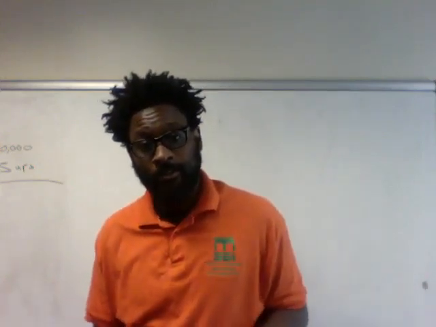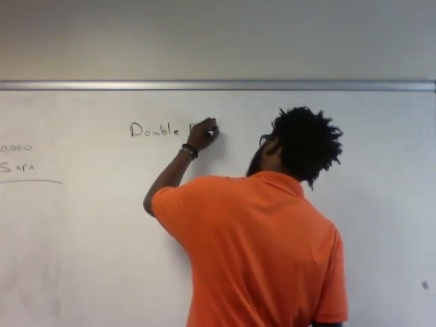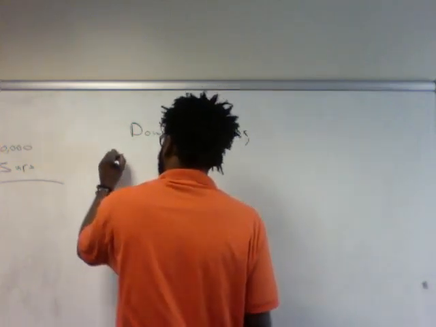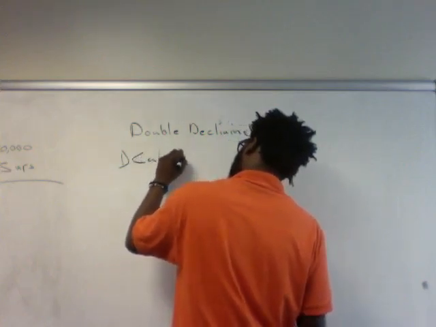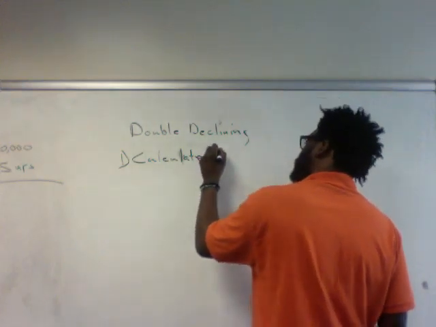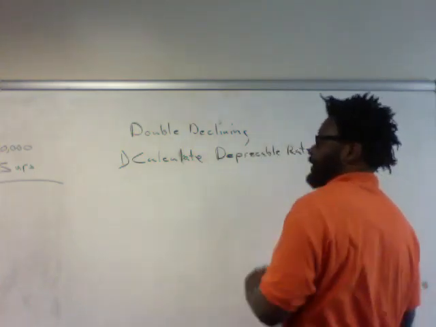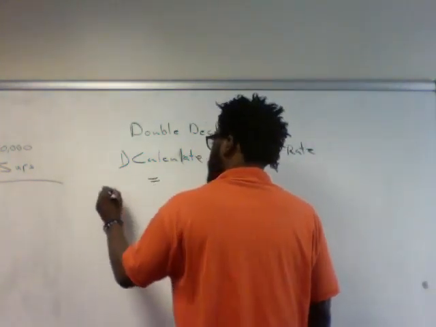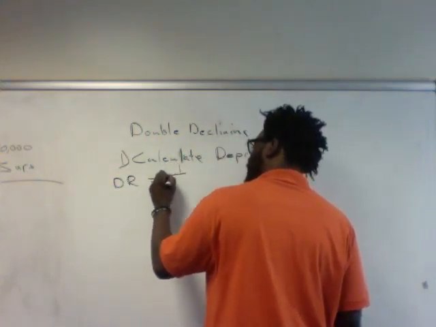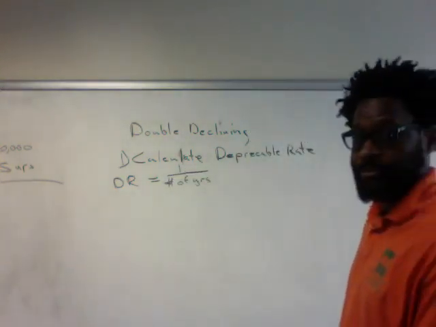Okay? In terms of depreciation, we're going to have to figure out how to utilize a table for double declining. For double declining, you have a couple of steps. Your first step, you're going to calculate your depreciable rate. Calculate your depreciable rate. Okay? Now, how do you calculate your depreciable rate? Your depreciable rate is 1 divided by the number of years that the asset has. That's how you calculate your depreciable rate.